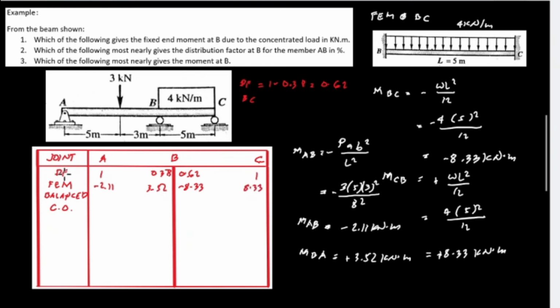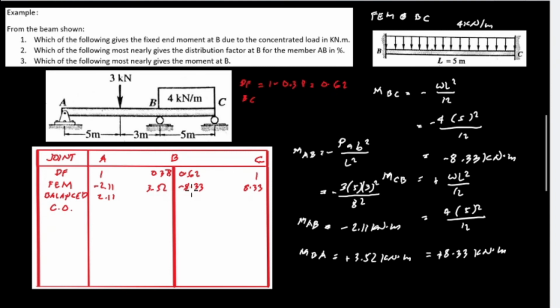8.33. We will multiply the distribution factor to the value of the fixed end moment. At joint A, we have a factor of 1 multiplied by negative 2.1, and the sign should be changed from a negative sign to a positive sign. Final moment at joint A, which is the moment, is equal to 0. So 1 times negative 2.11 is equal to positive 2.11.